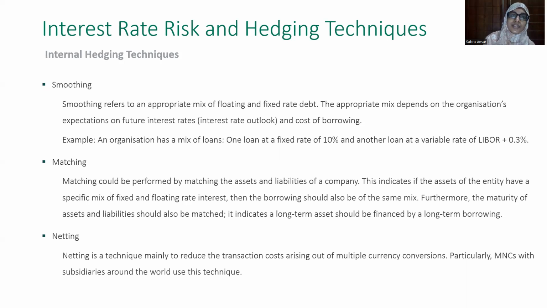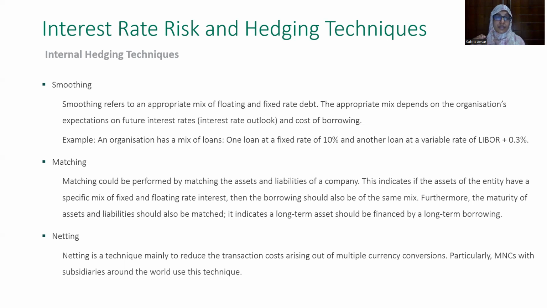I'm very sorry. So, internal hedging techniques. I said there are three internal hedging techniques. One is called smoothing. Smoothing refers to an appropriate mix of floating and fixed rate debt. This depends on the organization's expectation of future interest rates, how the interest rate is outlooked, and the cost of borrowing as well. So the organization will have an appropriate mix of floating and fixed rate debt here.